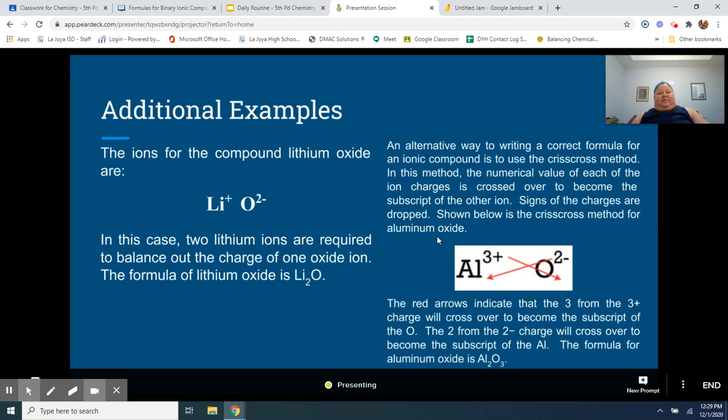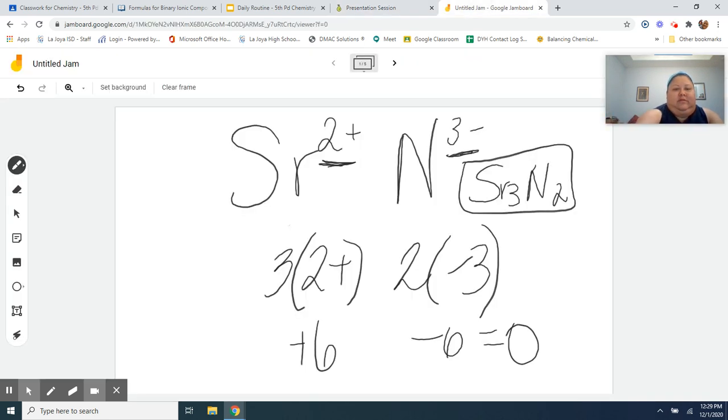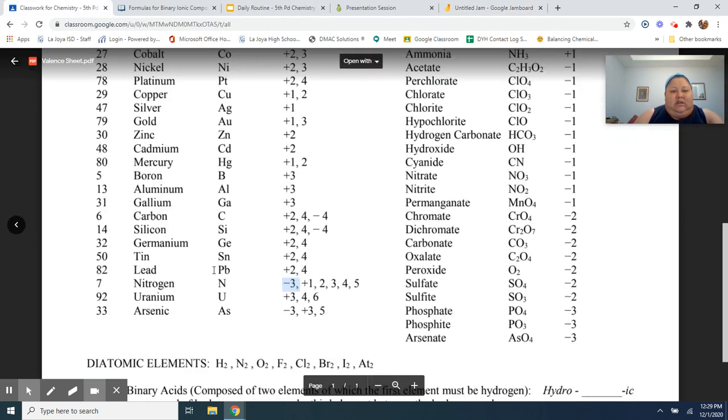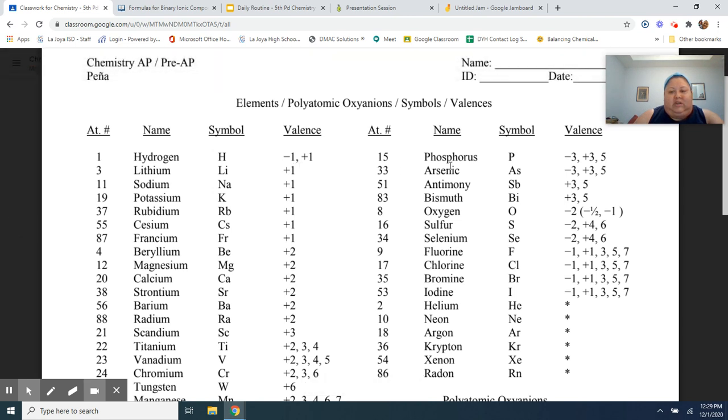You have other examples. Ions for lithium oxide. Lithium, Li, oxide. Isn't that oxygen, right? We took off the last part, we put back the original oxygen. Okay, so now let's use the sheet. Lithium is at the very top. It's got a +1 charge.